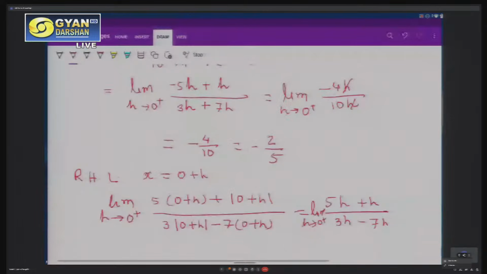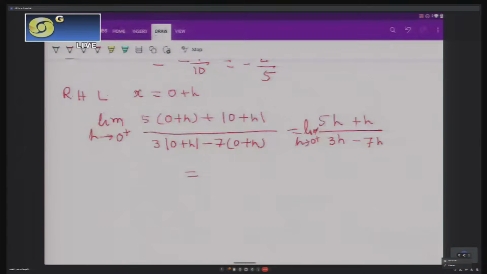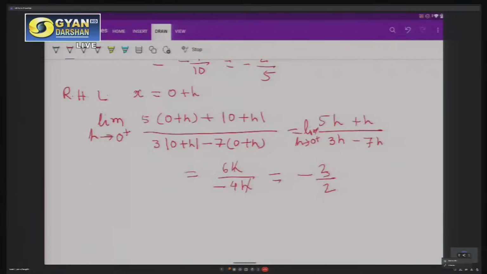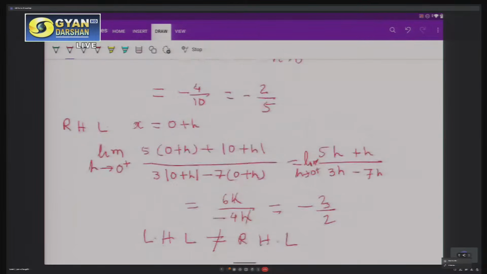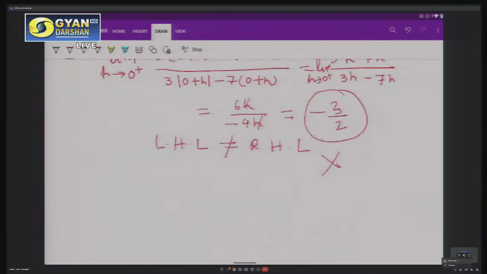So this will be finally equal to 6h divided by minus 4h. H will be cancelled out and it will be equal to minus 3 by 2. So friends, you can see here that LHL is not equal to RHL. LHL was minus 2 by 5 and here minus 3 by 2. So these are not equal. So limit doesn't exist.